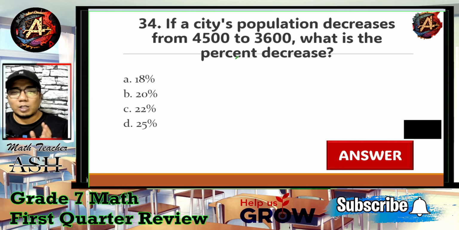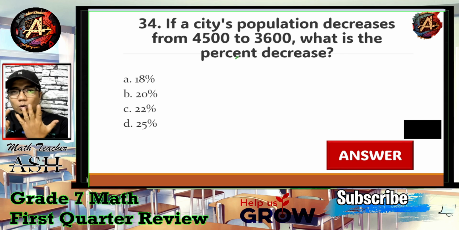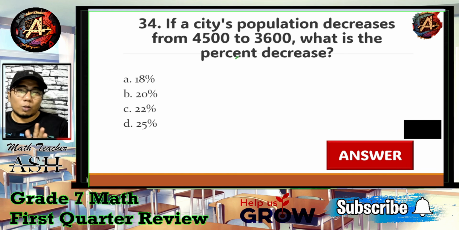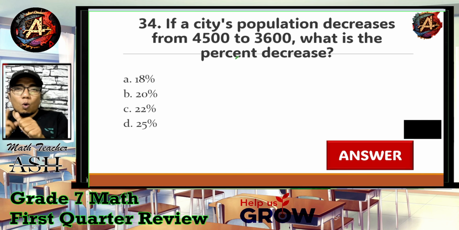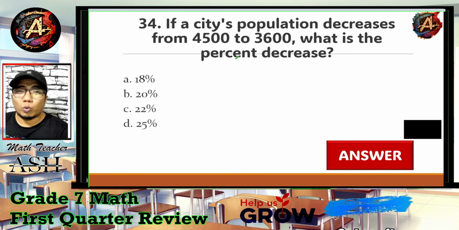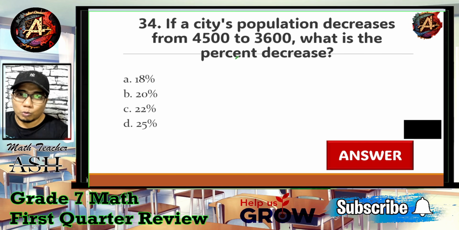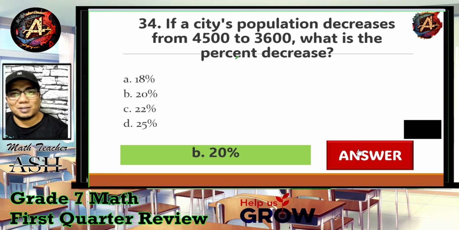So meaning 900 is 1/5 of 4,500. Why? Because we have 900 plus 900 plus 900 plus 900 plus 900, that would be 4,500. If you convert 1/5 into a percentage, that would give you, very good, 20%, because 1 divided by 5 is 0.2, which is 20%. Letter B. Let's check whether we are correct. All right, my dear math learners, we are correct.